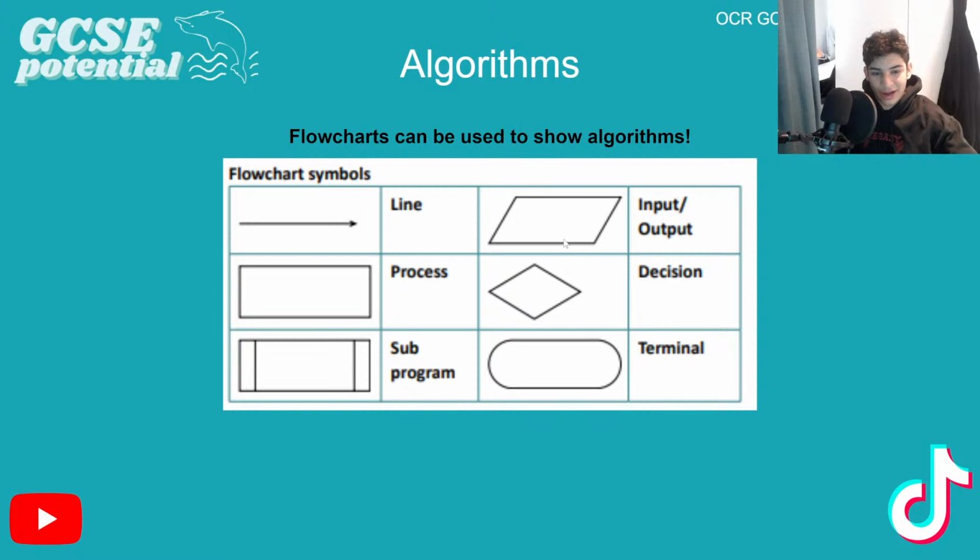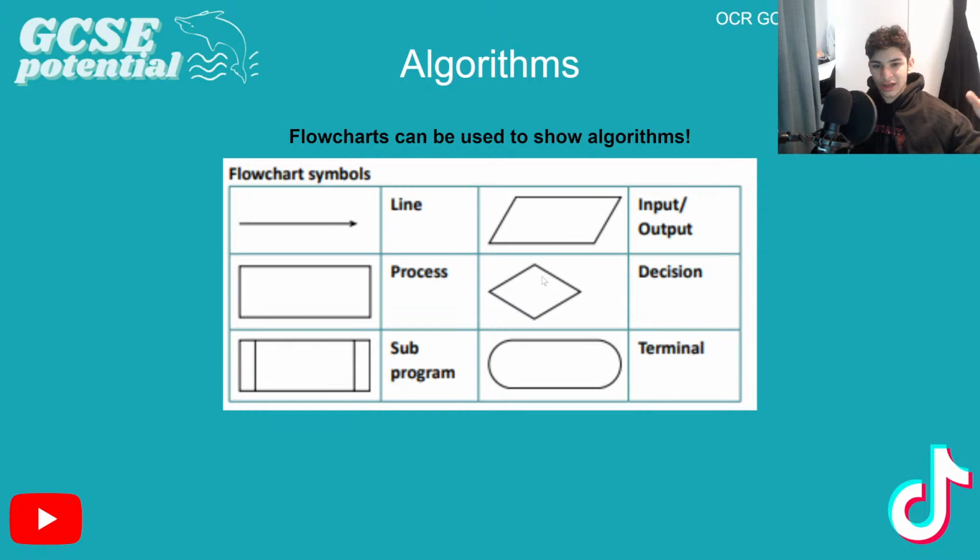We have this parallelogram, I think, and that's where you have inputs and outputs. So you can have input name, so that's where the user enters their name, etc. Process is where something happens. So you can do, for example, 5 plus 6. That's a process. Decision, that's where you can add loops and stuff.